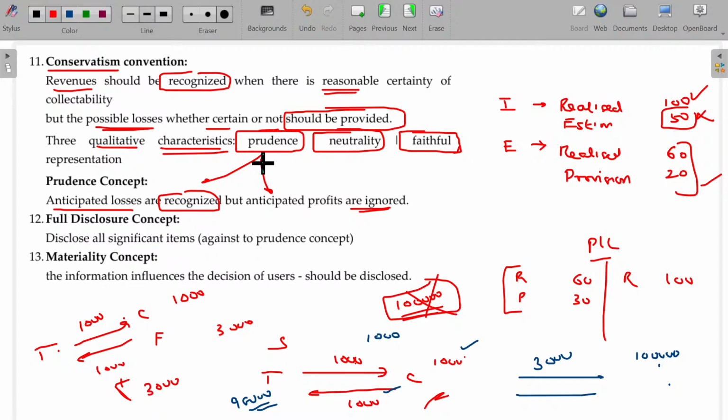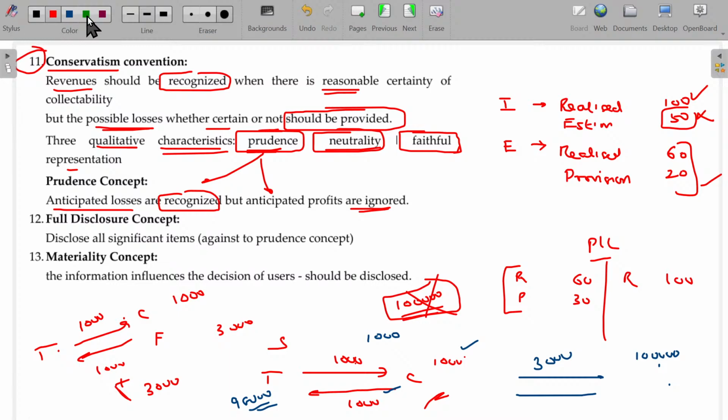Especially prudence. Neutrality means unbiased, and faithful representation means what you show is a true one. So these are the 3 points you have to keep in your mind while preparing the financial reports. Hope you will now be able to understand.